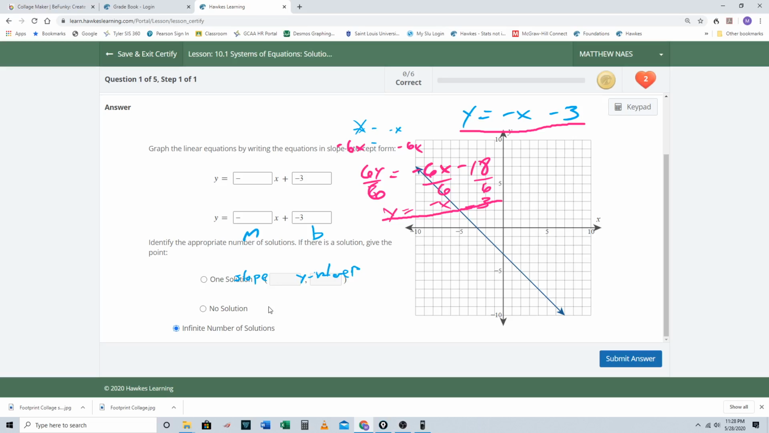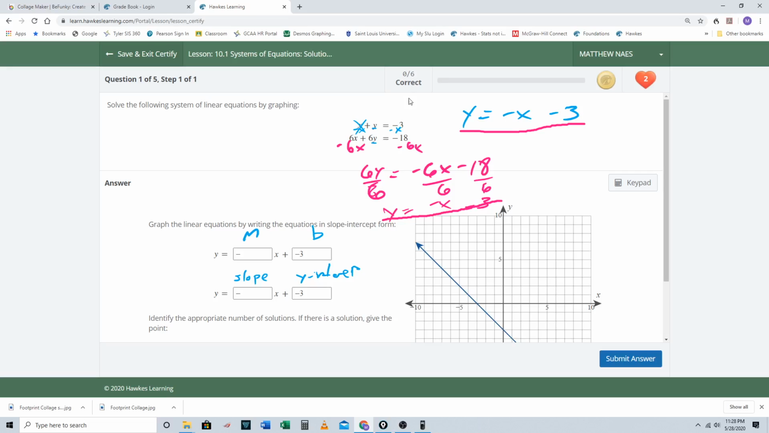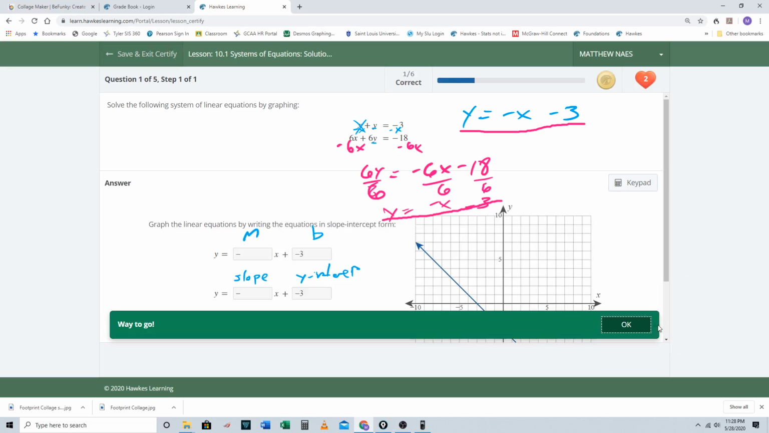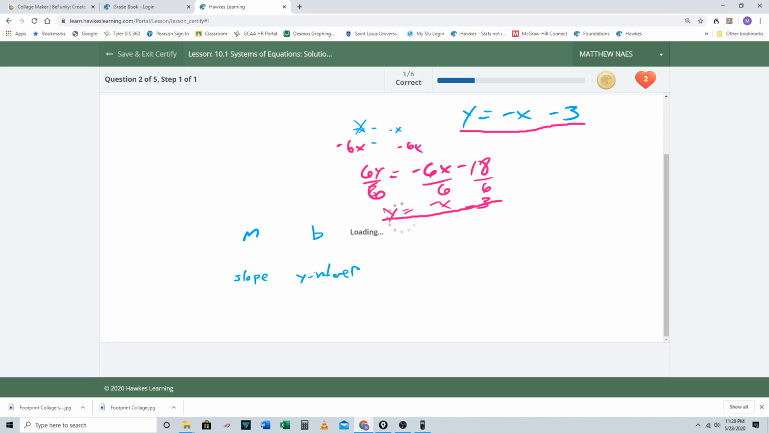So anytime you put in two equations, and they're the same equation, it's only going to graph one line, which means you have an infinite number of solutions. That's the idea of what we're going to do here, is basically isolate y, get y by itself, get the slope and y-intercept, put it in, and let the graph software do the work for us. All right. Submit answer. Okay, next question. Let's clear this.